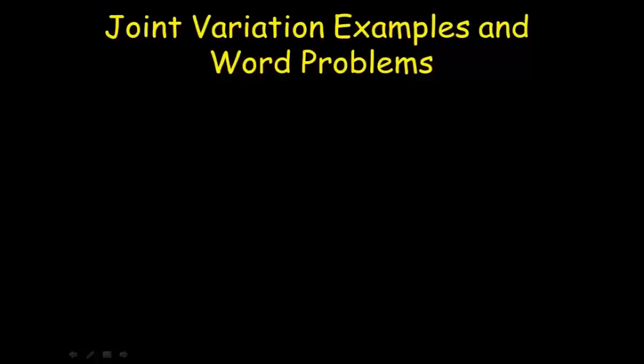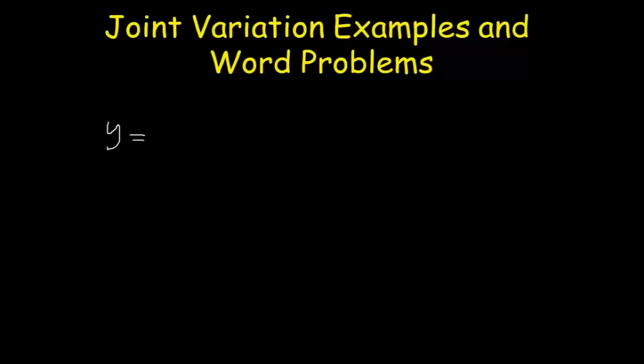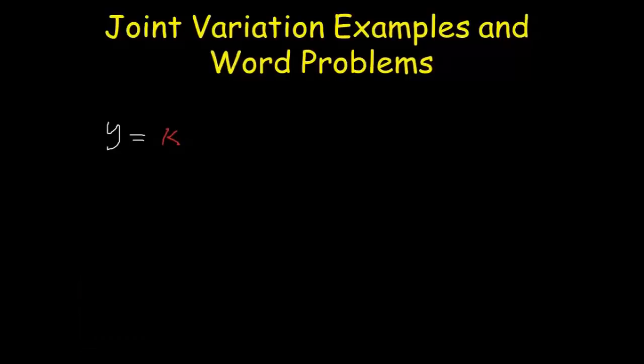Joint variation examples and word problems. Some of the examples of writing a joint variation equation. So first we have y is equal to k, which is the constant of variation, multiplied by x and z. So one variable and two variables.